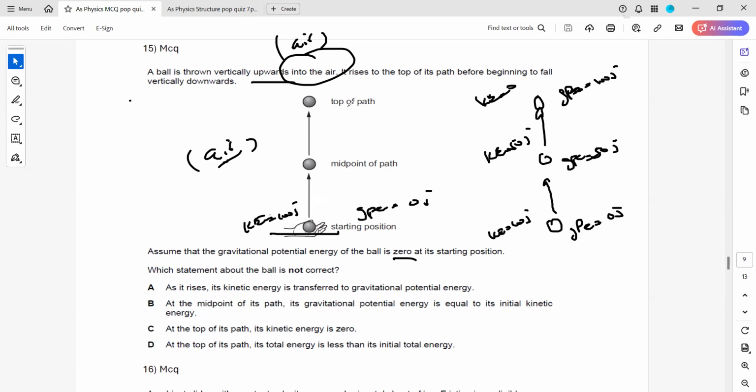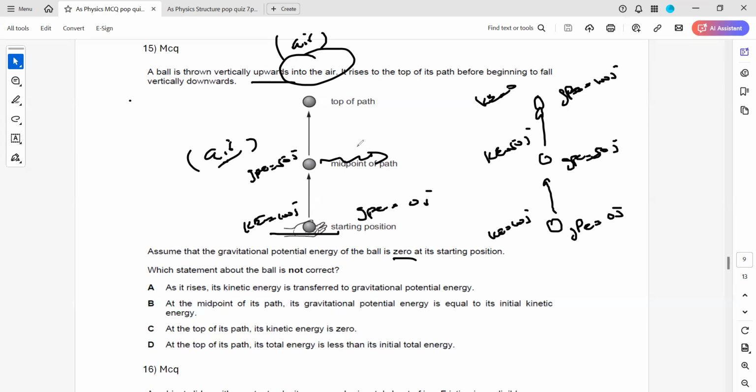But in the question, there is air present, so definitely it will lose some energy because of the air resistance. So at the midpoint, the kinetic energy will not be equal to the gravitational potential energy, as it will lose some of the energy to the surroundings. At this point, when it is midway, the GPE might be 50.